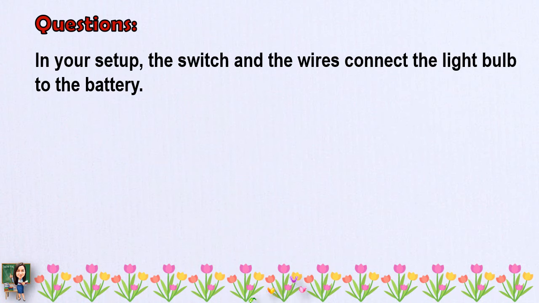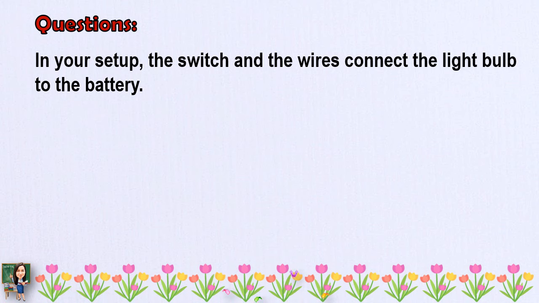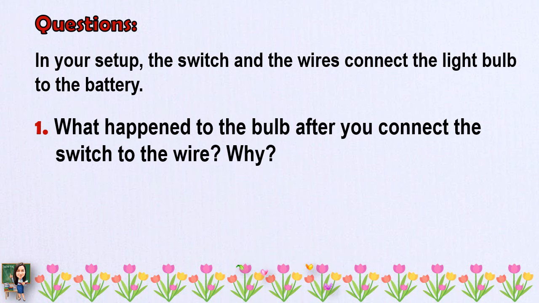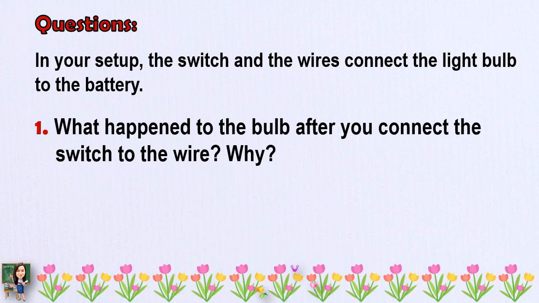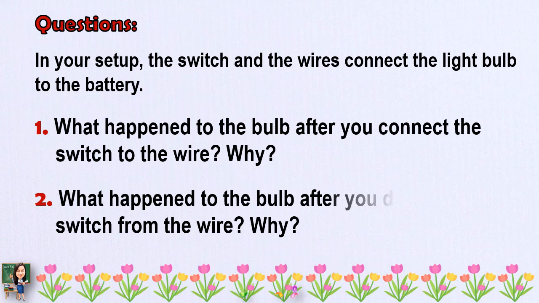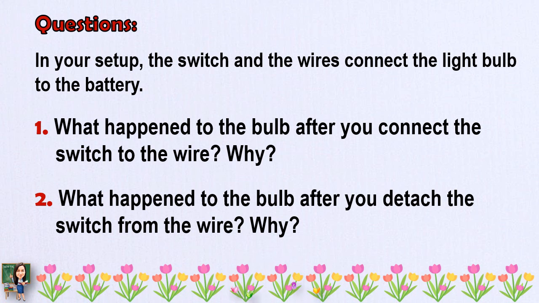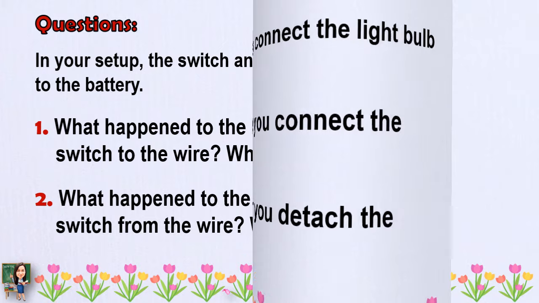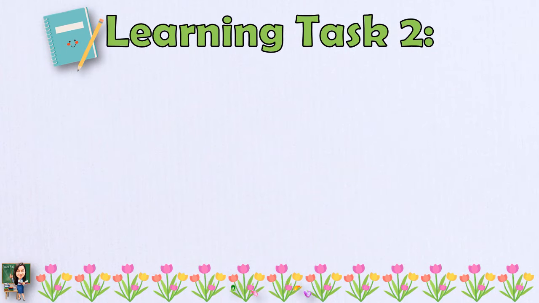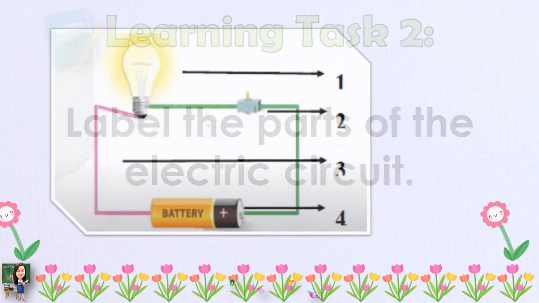In your setup, the switch and the wires connect the light bulb to the battery. First question, what happened to the bulb after you connect the switch to the wire? Why? And for the second question, what happened to the bulb after you detach the switch from the wire? And why?